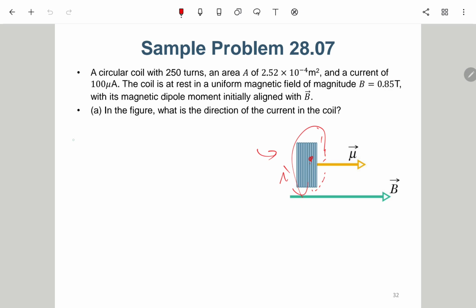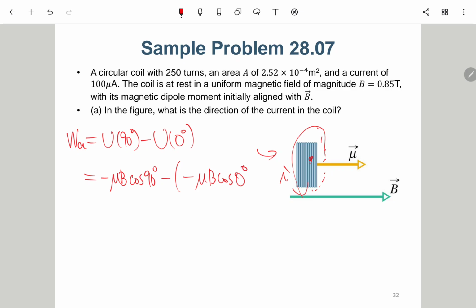So in that case, we have W equals U at 90 degrees minus U at 0 degrees, which is negative mu B cosine of 90 degrees minus negative mu B cosine of 0 degrees. The cosine of 90 degrees is 0, and the cosine of 0 degrees is 1, so finally it becomes mu B, which is NIAB, since mu is NIA.